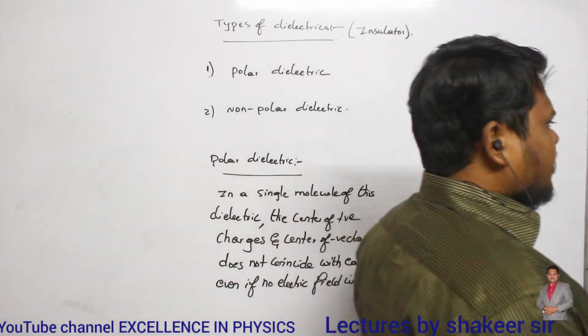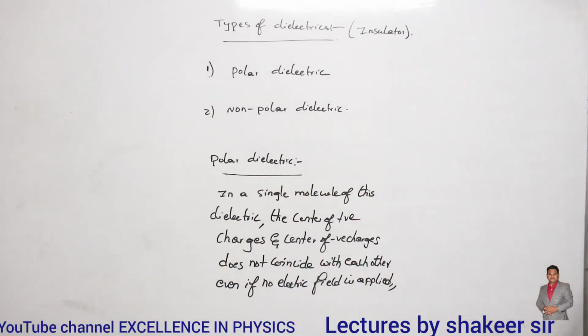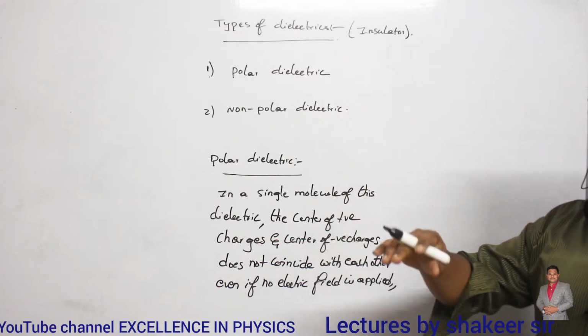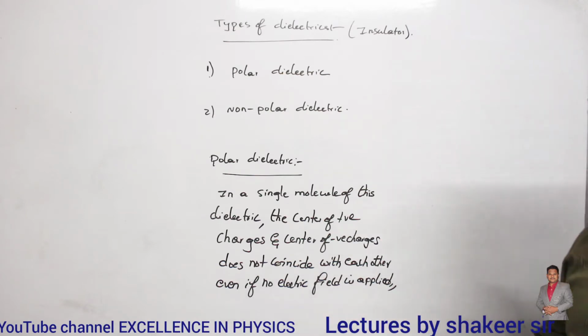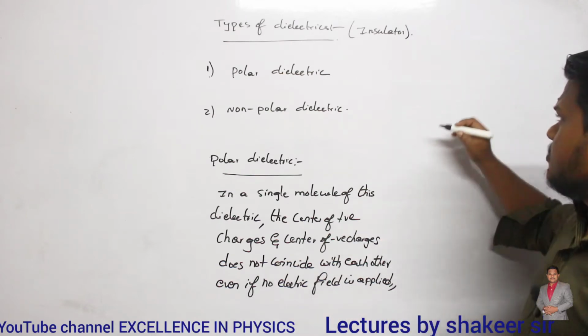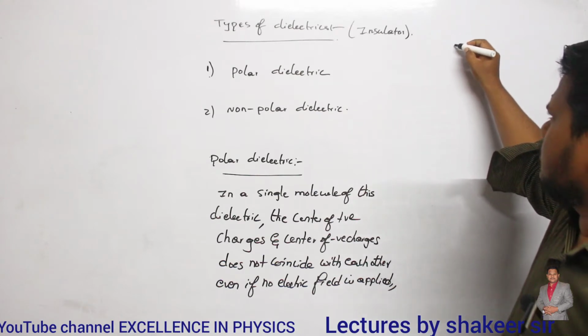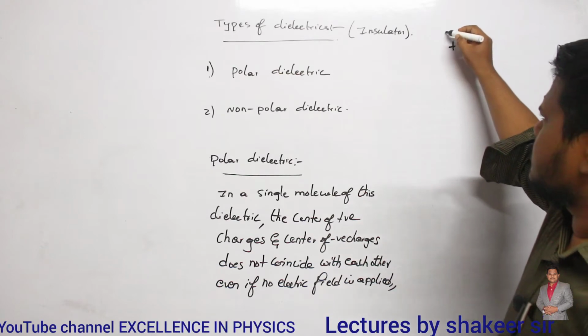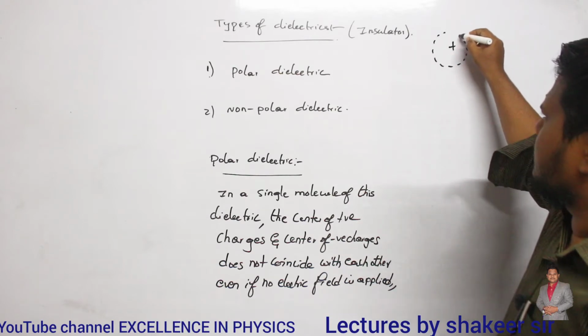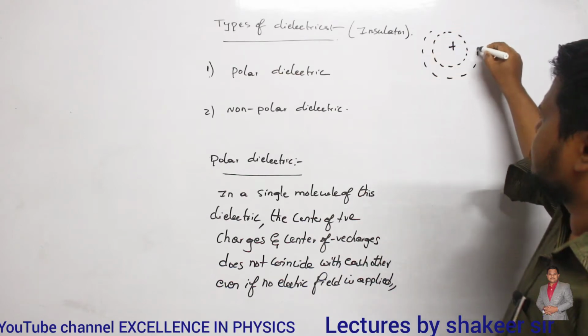For example, take molecules like carbon dioxide. In this type of molecule, the center of total positive charge and the center of negative charges are not coinciding with each other. What is meant by positive charges? For example, if you take a molecule, the nucleus will be present at the center, no? The nucleus is present at the center and electrons are revolving around this nucleus.